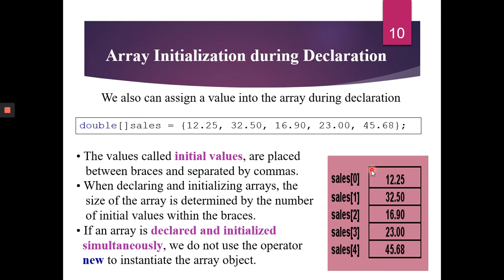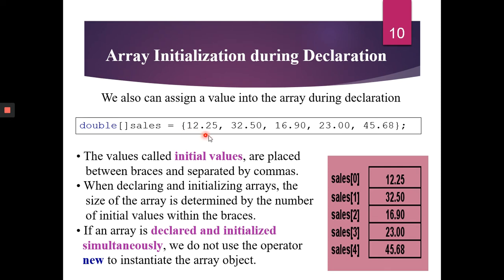So if you see the memory location here, sales at index 0 is assigned with 12.25. Sales at index 1 is assigned with 32.5. Sales at index 2 with 16.9. Sales at index 3 is 23.00, and 45.68 is assigned to sales at index 4. So in this case, when you declare and initialize the array, you don't have to write the size of the array, because the size of the array will be detected based on the elements that you write here.